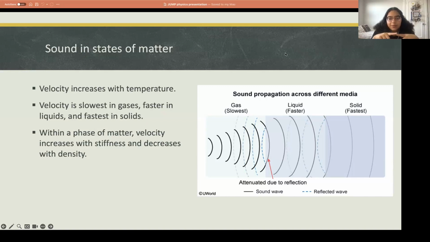You can see in the photo the sound wave and then the reflected wave. If it's changing material or changing phases of matter, there might be attenuation, as you can see. The wave gets less intense because some of it is being reflected. You can see the black line in the gas getting more gray in the liquid, which shows it's getting a little less intense because some of it is reflected at the boundary. So those are just things to know about sound.